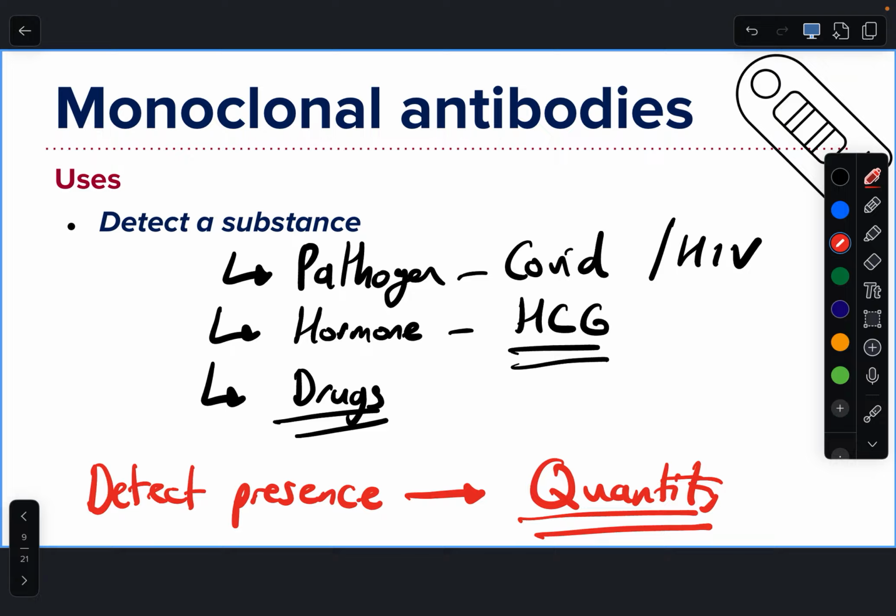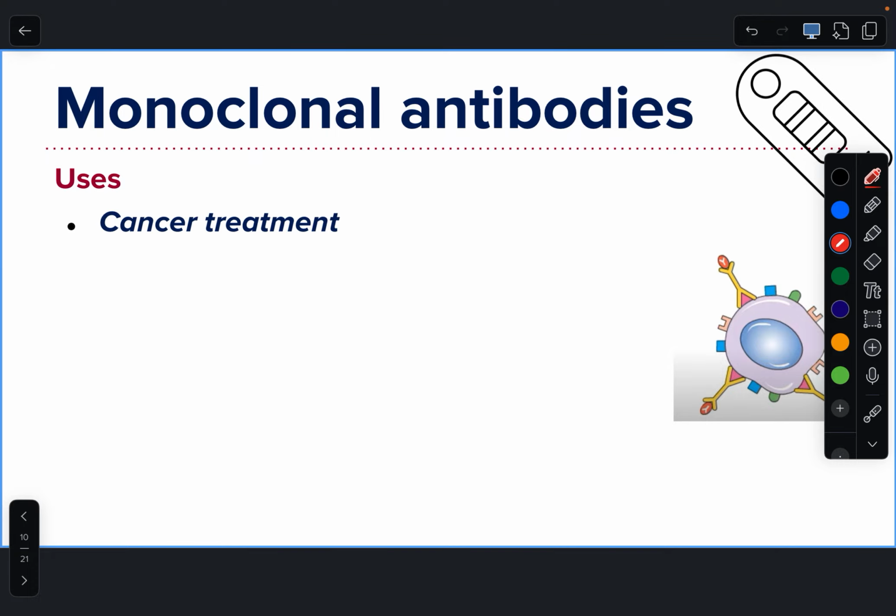You could use it in food testing as well to see if a particular food is present in an organism. The best use and kind of most recent use of it is in cancer treatment. Sometimes this is called immunotherapy. Immunotherapy is just the use of monoclonal antibodies to treat cancer.